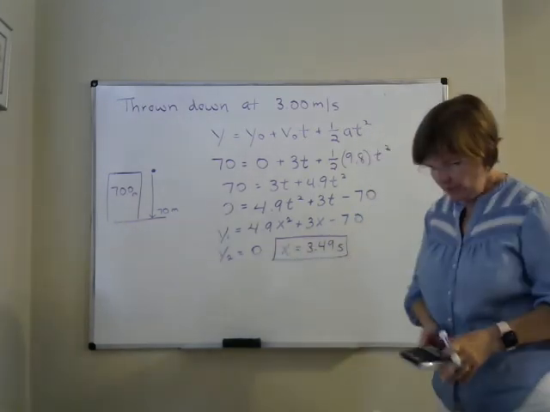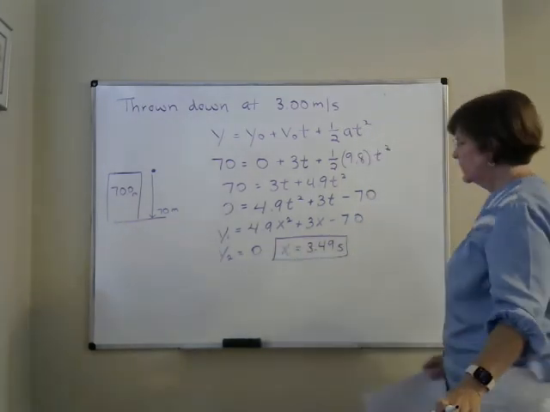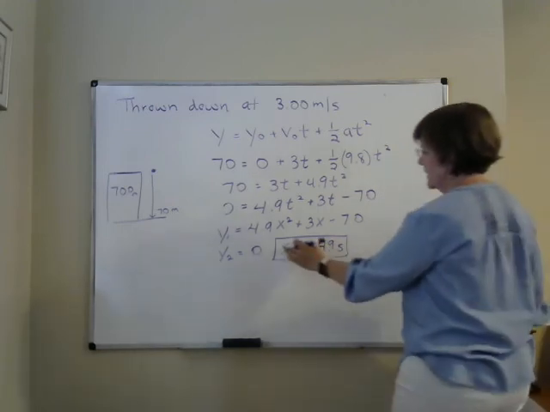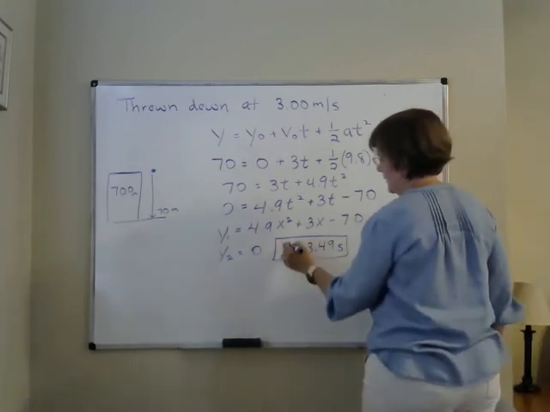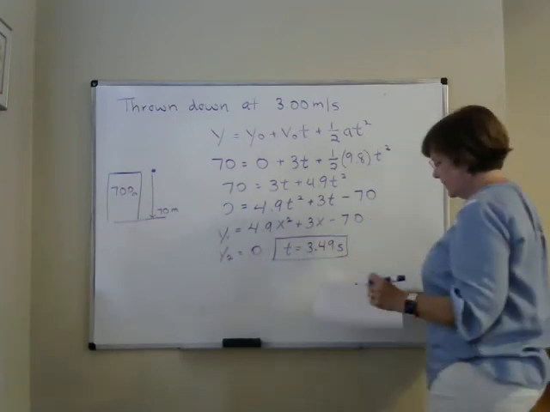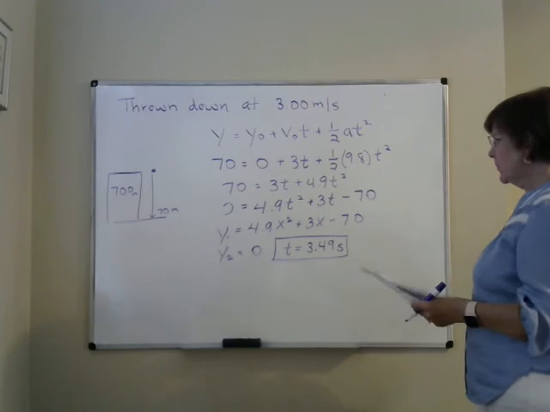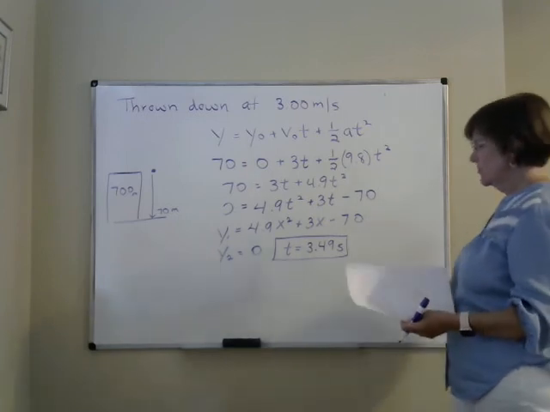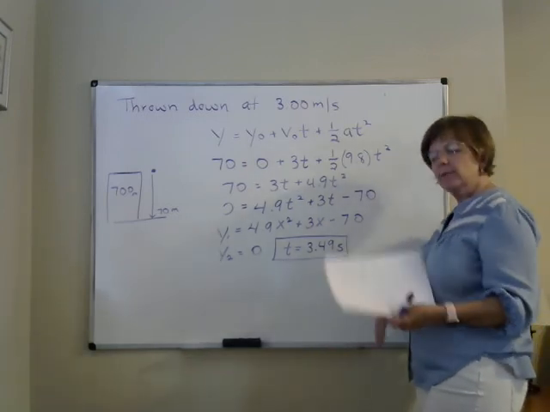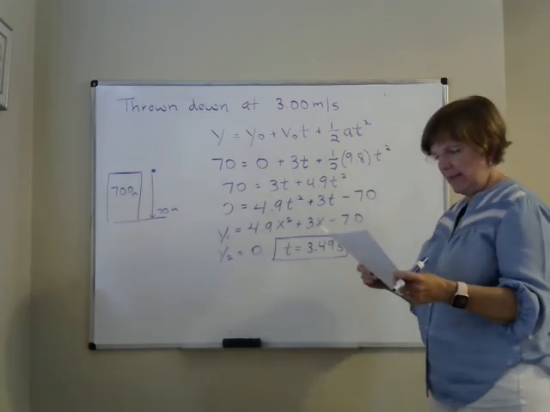That's a little bit faster than before. Remember before, and this is really t now, that's our time. Before, when I didn't throw it down, it took 3.78 seconds to reach the ground. But by throwing it, it reached the ground a little bit faster.